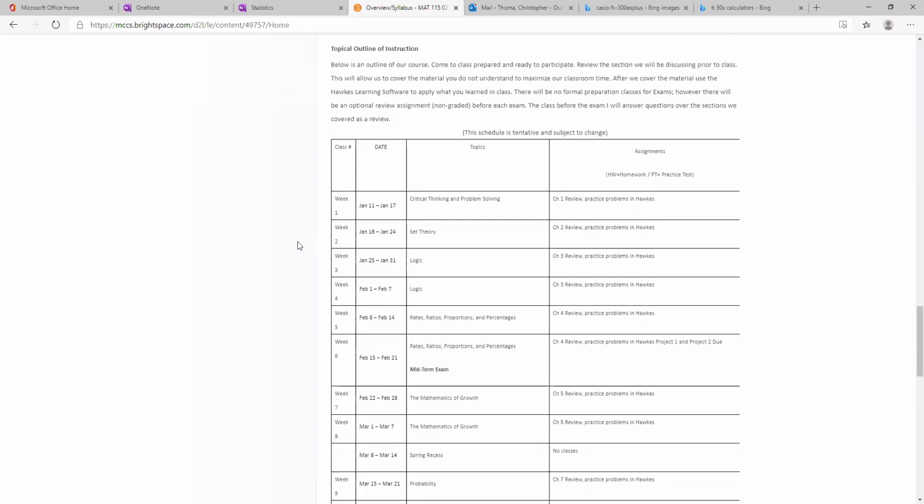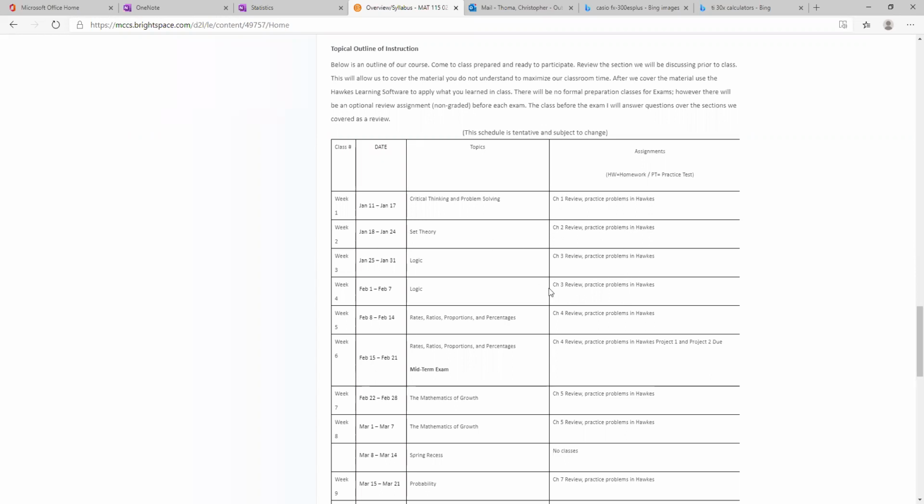And then our breakdown. So you can see week 1, we're going to do chapter 1, critical thinking and problem solving. A lot of definitions, kind of talking about what the course is going to be. Not too much into that here. Good news, not real math heavy. So if you're still not a fan of math, it works out in your favor in that aspect.